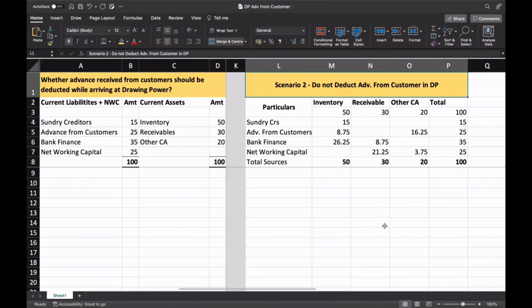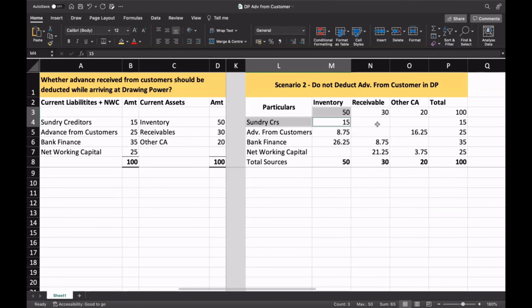We'll have scenario 2 where we are not going to deduct the advance from customers, and let's see what will happen. The same inventory, receivable and other current assets. Now what I'm going to do is this 50 is going to be funded by sundry creditors 15. So 50 minus 15, what is left over? 35.